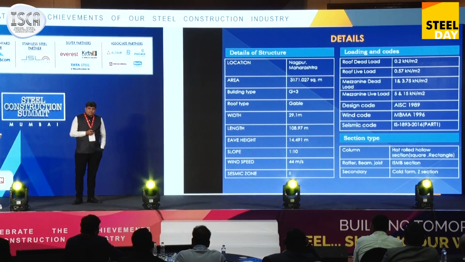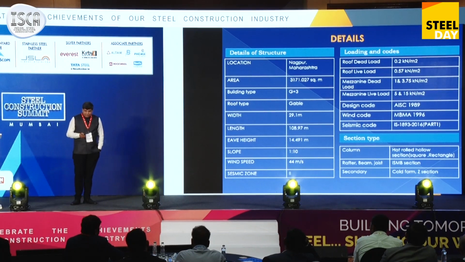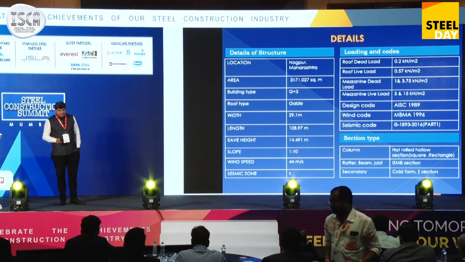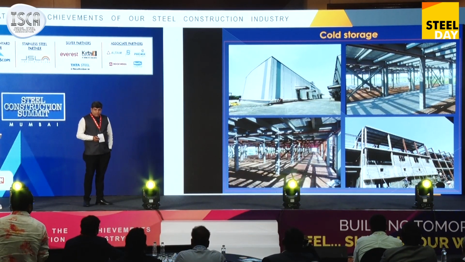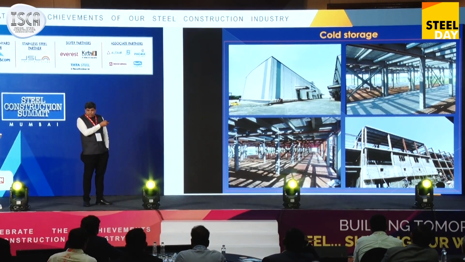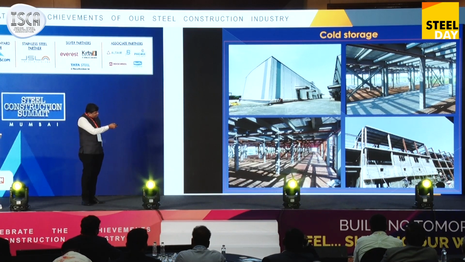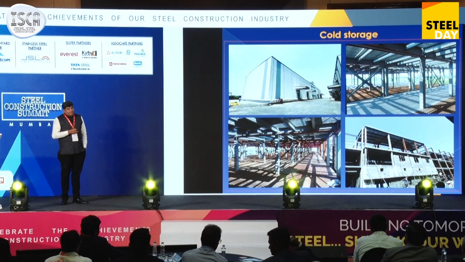All the columns are rectangular SHS sections and rectangular sections, the beams are hot rolled beams, and the secondary members for the roof are Z sections. These are typical photographs of the cold storage. This is the completed one; the second photograph is during erection. The corner one is the machine room, which is done in RCC while everything else is in steel.